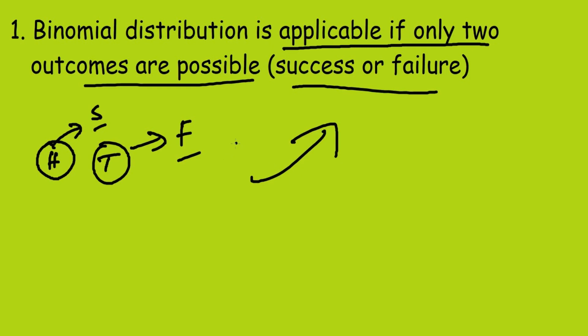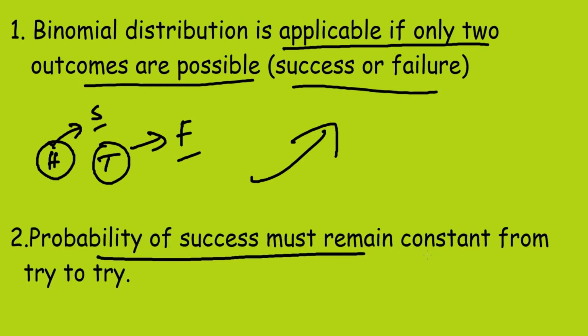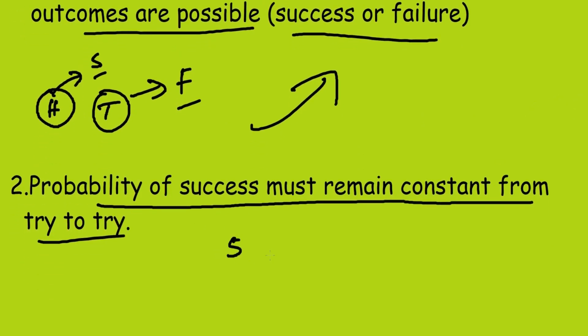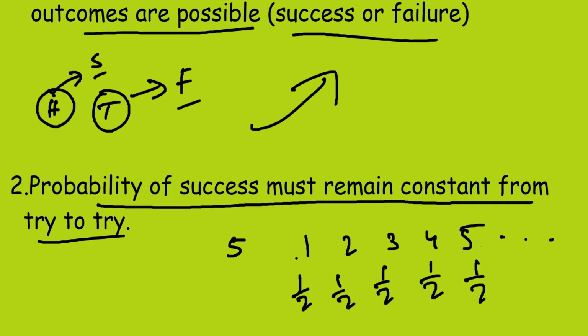The second point is that the probability of success must remain constant from try to try. In the case I have explained above, suppose I am tossing a coin 5 times. Each time, the first, second, third, fourth and fifth time, the probability of success, which was to get a head, will remain the same. It will remain half each time, no matter how many times I toss the coin.